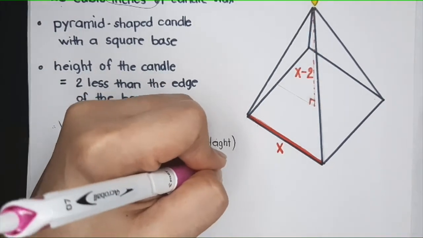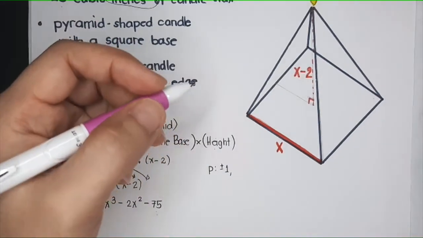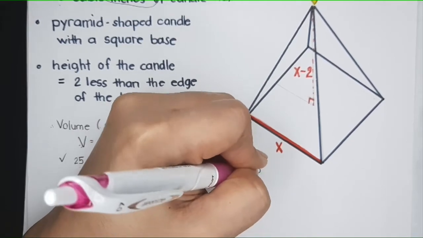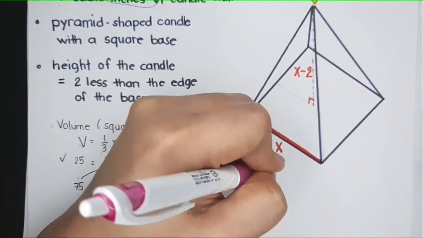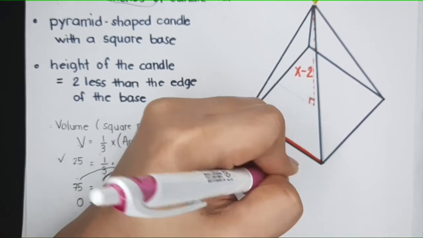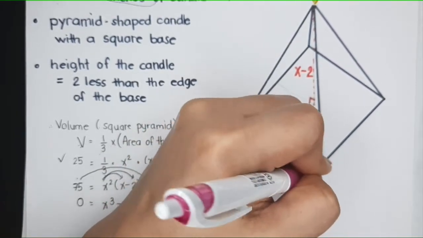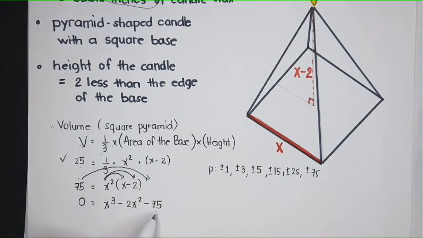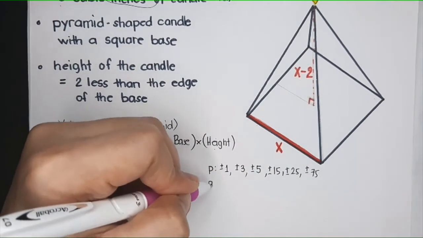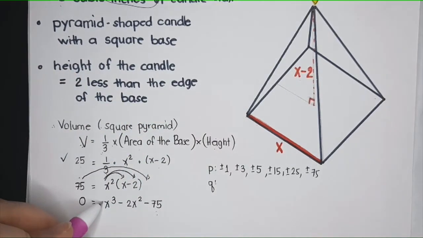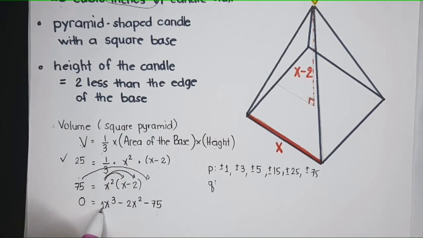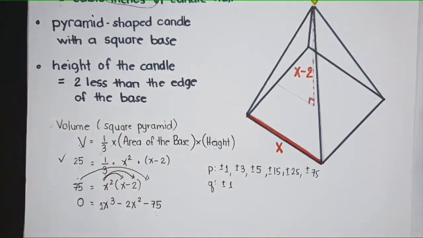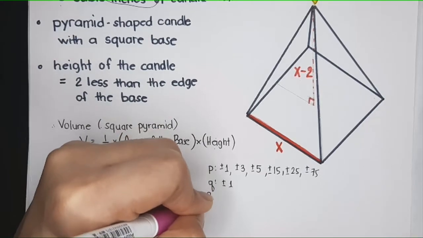Of course, you start with positive, negative 1. Next, positive, negative 3. Next, positive, negative 5. And then, positive, negative 15, positive, negative 25, and then, positive, negative 75. Ito ang divisors nito. And then, for your Q, you have divisors lang naman ng coefficient ng x cubed. So, it's simply positive, negative 1.